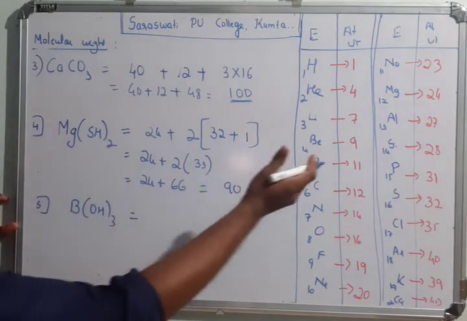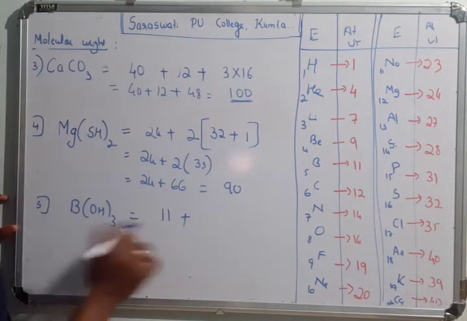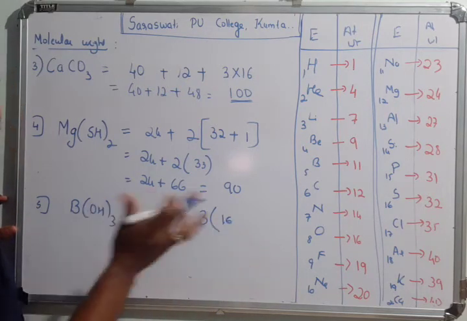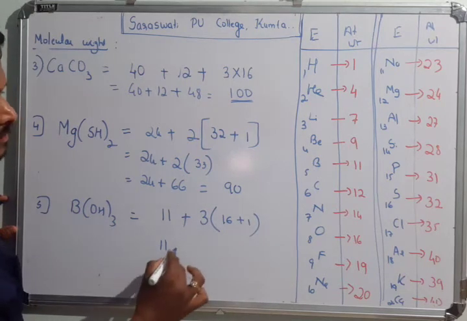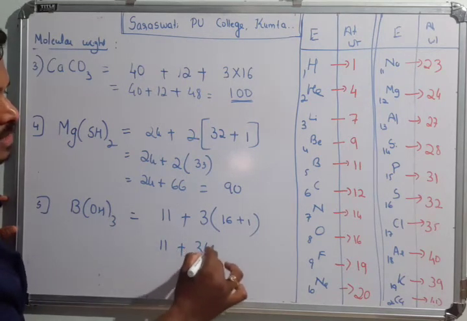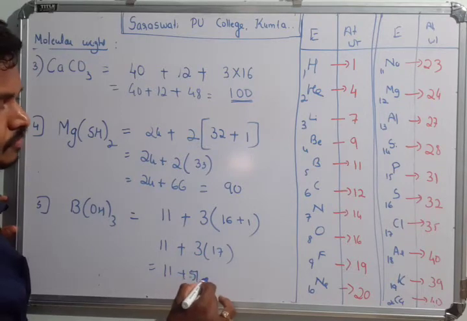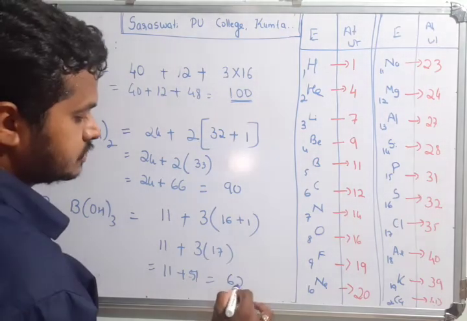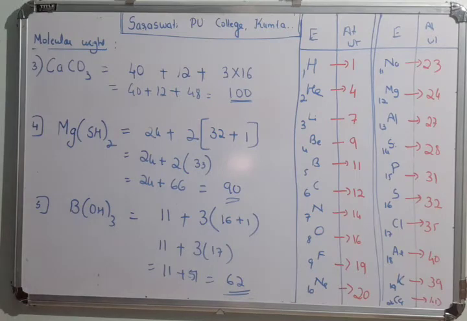So the boron mass is given here, it is 11. For one molecule, there is no need to mention 1 into. Then 3 times of, we can put the bracket, oxygen is 1 only, that is 16, plus hydrogen 1. So you can write it as 11 plus 3 times of 17, right? So 11 plus 3 times of 17, which is 51, it will be 62. Got it? So this is the second set. Now we will go for the third set.